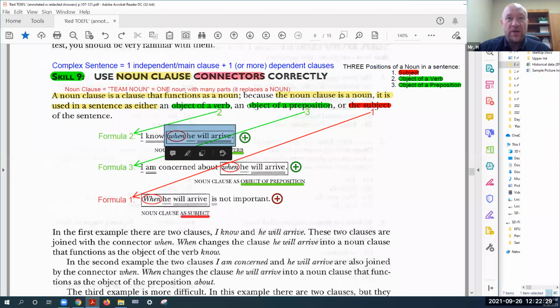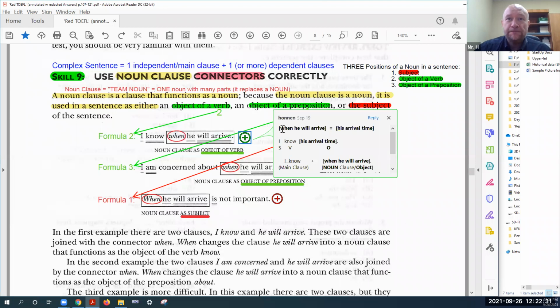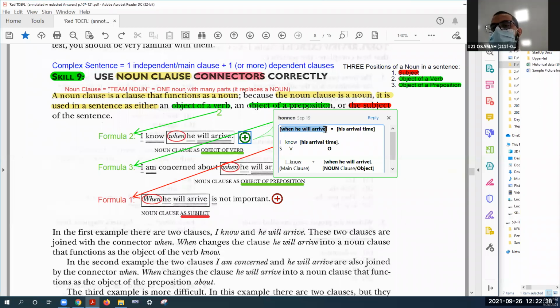Okay, let me give you an example. Can you read this? Read that. "When he will arrive" equals "his arrival time." Now, on the left, what is this? When he will arrive. What is this? Connector, subject, verb, right? And what is this? Just a noun.